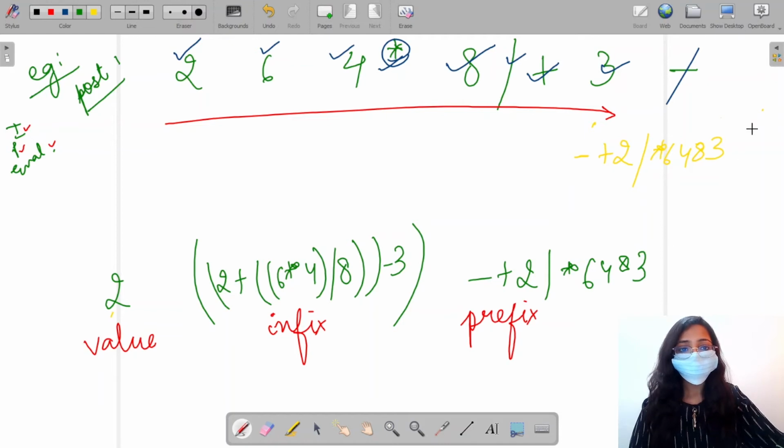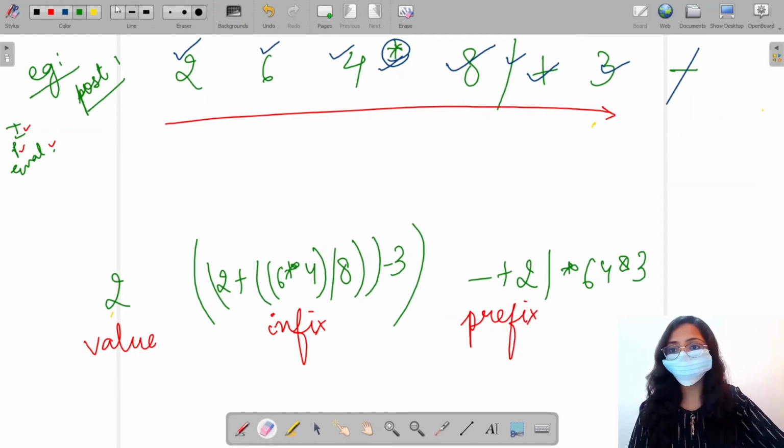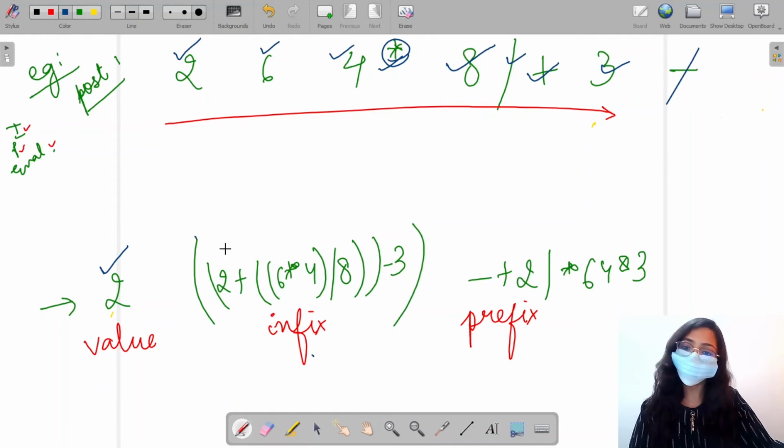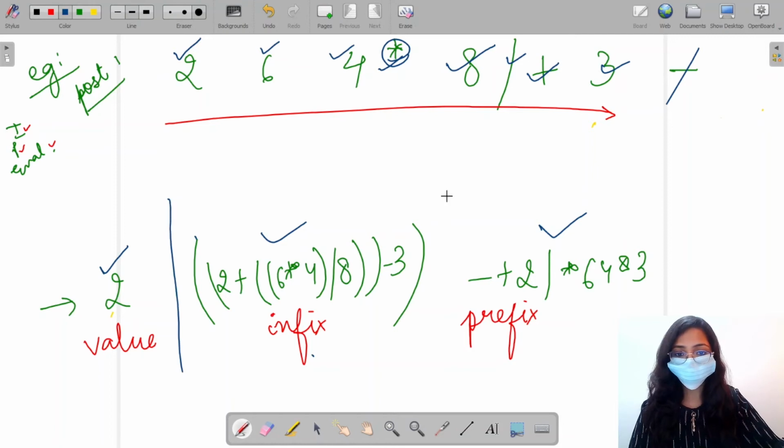Okay. Now we do not have any other value onto the string, which means we have completed our string and these will be our answers. So when we'll give the output, the evaluated value will be 2, infix expression will look something like this, and we'll have a prefix expression which will look something like this. So we were able to solve the question using the approach of 3 stacks. Now we are going to code this.